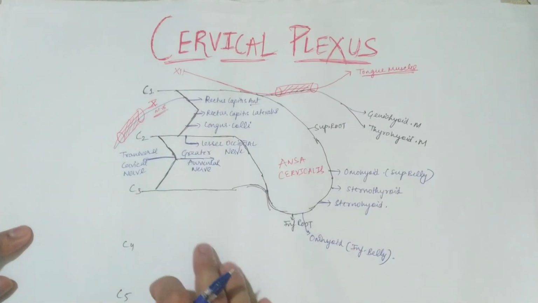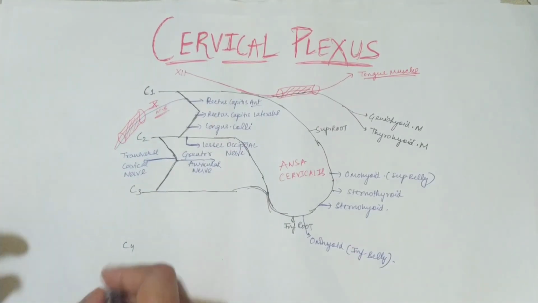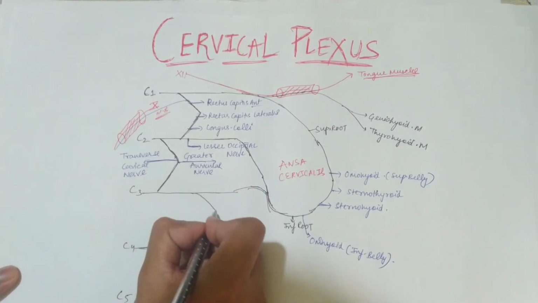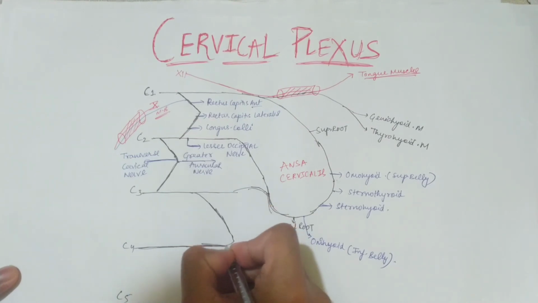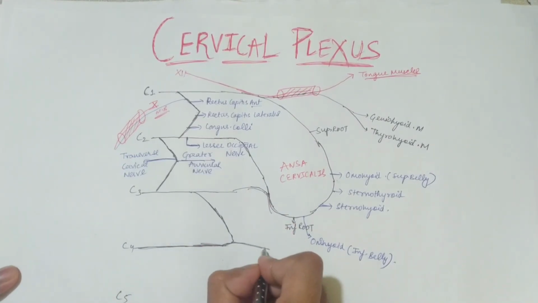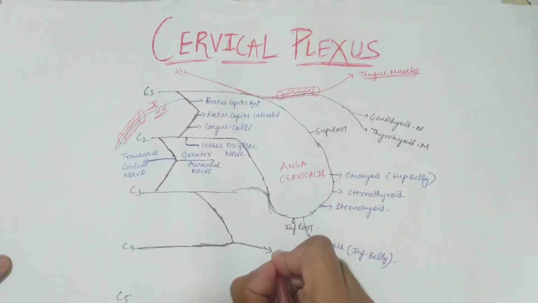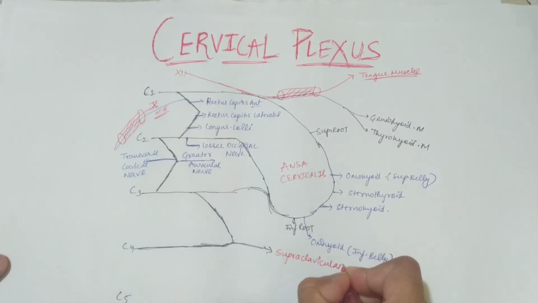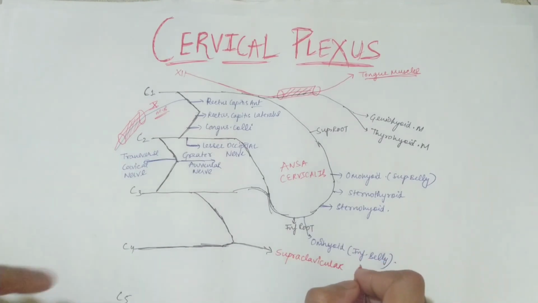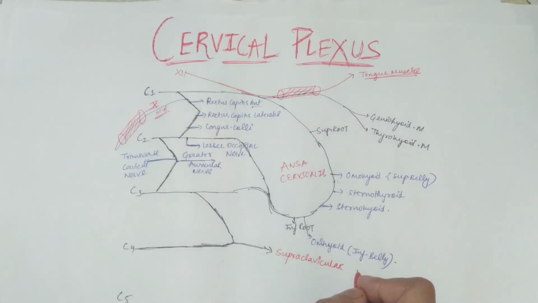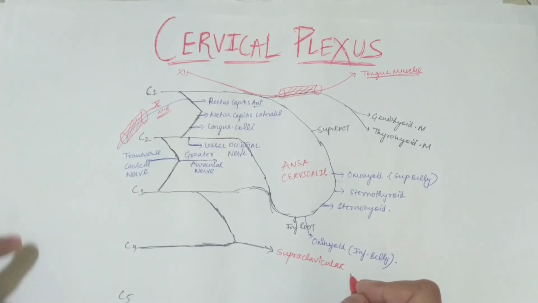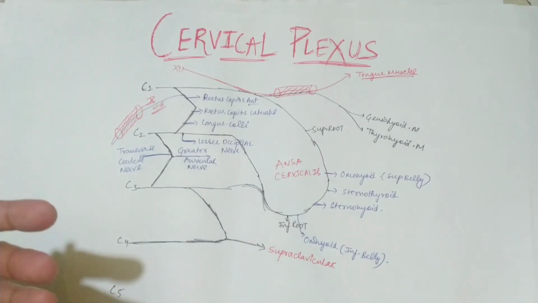So these were the sensory roots from here. Now include our C4 root also. Combining the C3 and C4 roots, one cutaneous nerve arises, and that is called the supraclavicular nerve. This is a superficial nerve. It supplies the skin above your clavicle, and the medial part of your deltoid also. So this arises from the C3 and C4 spinal roots. This is the sensory branch.